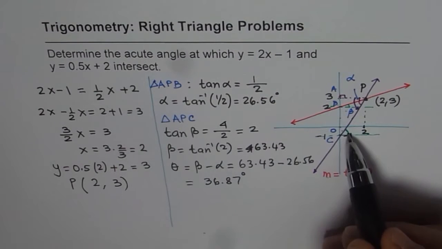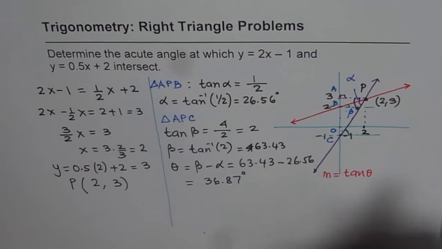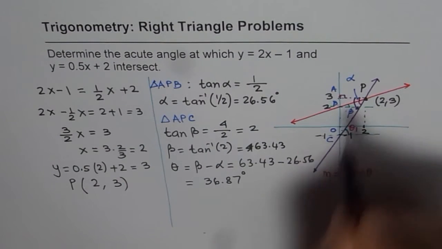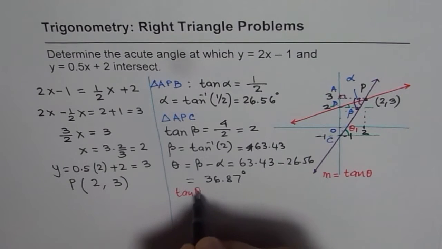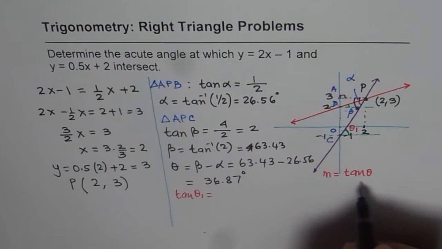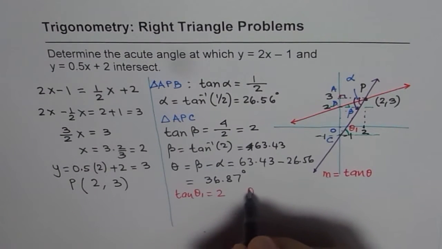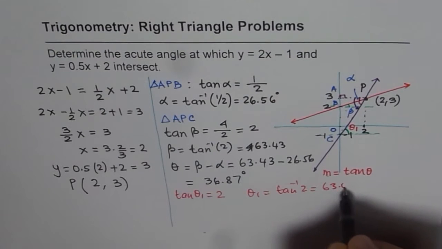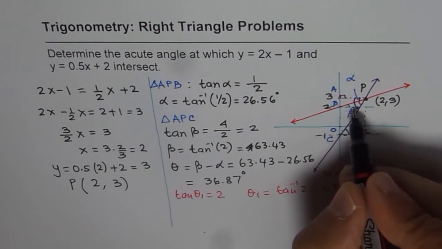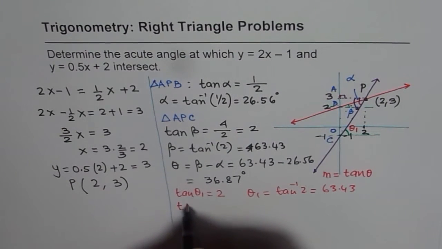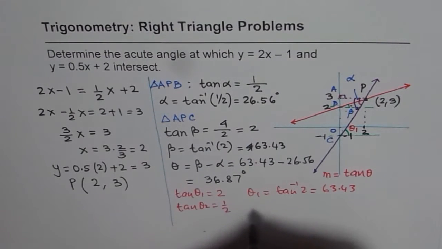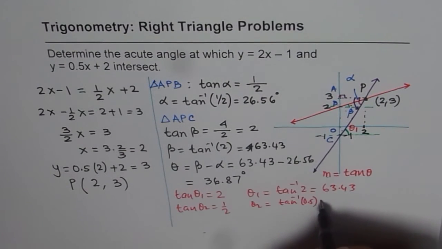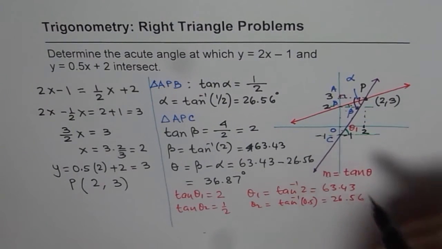But I think it would be interesting if you could also use a second method and find the solution, right? Let me just give you a hint here. You can easily solve it later. Let's call this angle theta 1, okay? And that angle theta 2. Then tan of theta 1 is equal to the slope of the first line, which is 2, right? So theta 1 equals tan inverse of 2. We found tan inverse of 2 as 63.43, correct? Now for the other triangle, with the horizontal, this small angle, tan of theta 2 equals 0.5, which is half, right? So theta 2 equals tan inverse of 0.5. We found that value to be 26.56. So that is this angle, correct?